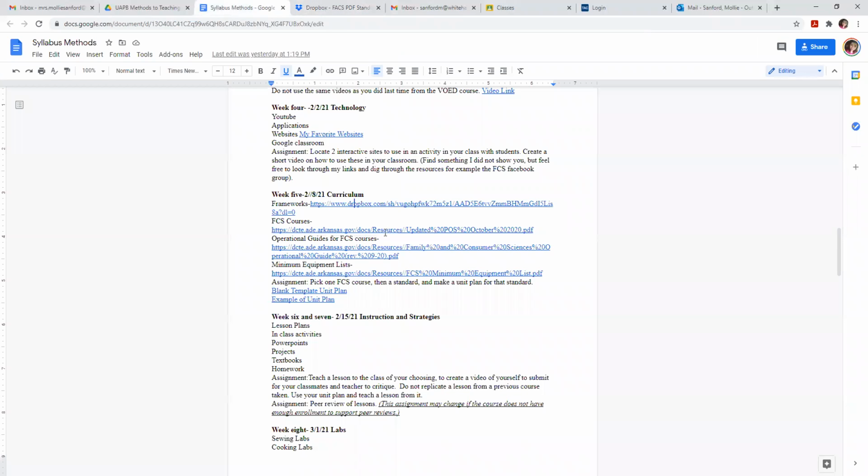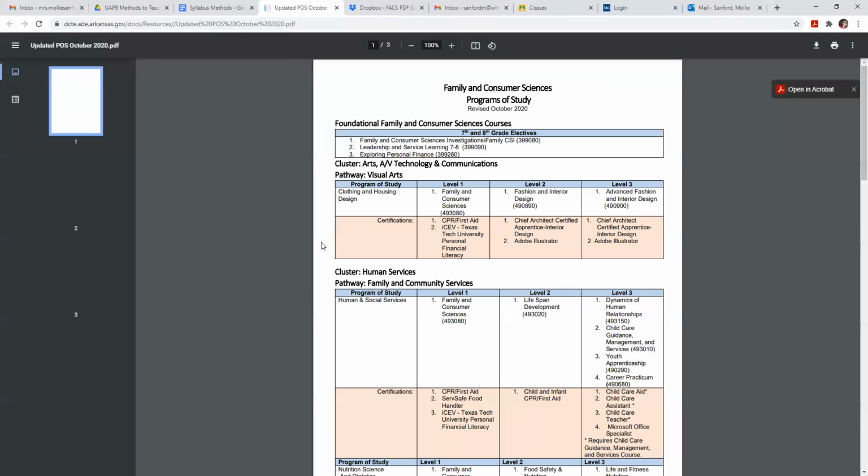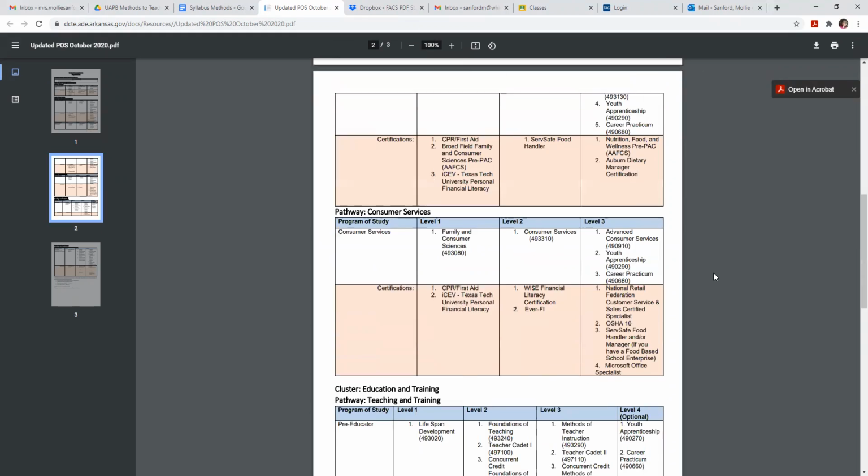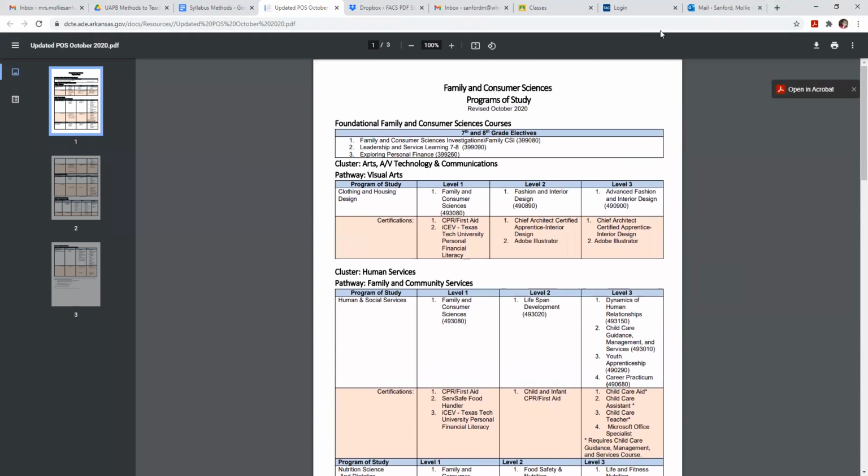The next thing I want to go over with you are the FCS courses. This was revised in October 2020. This is the list of all of our courses and our pathways. So this first program of study is clothing and housing and design. So this is the program, and these are under level 1, 2, and 3, the courses that align with this program.